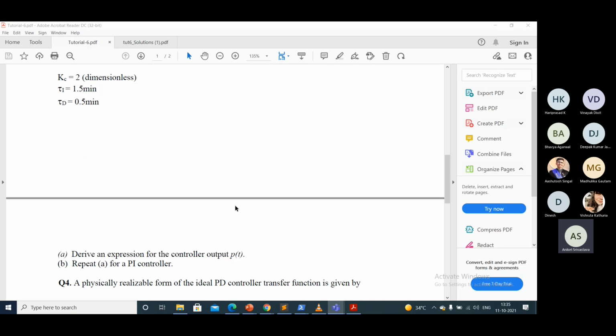So this is a kind of reverse question. Like first, in this case, we are given the controller parameters already. We are supposed to find out the output, and we have to repeat the same case for a PI controller as well. So this should be easily solvable if you just try once, and if you face any doubts you can just ask us.